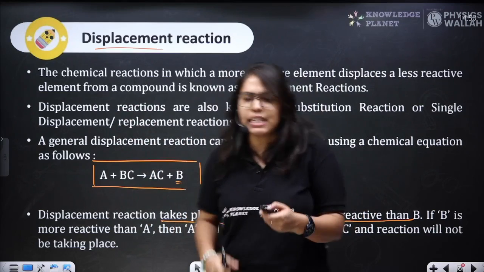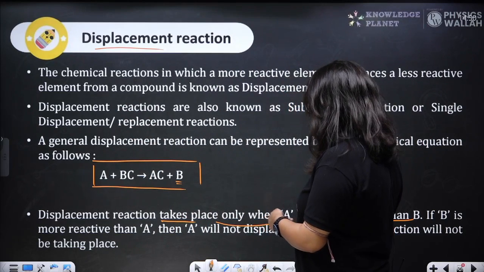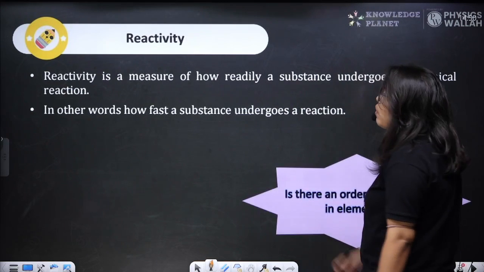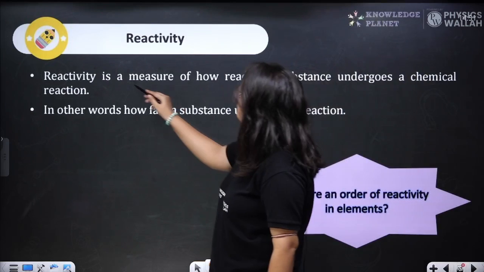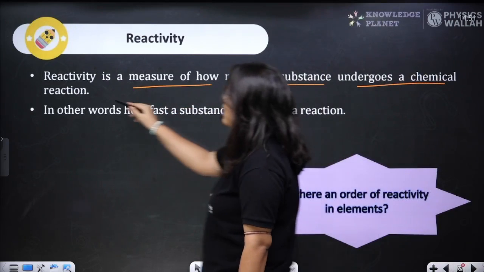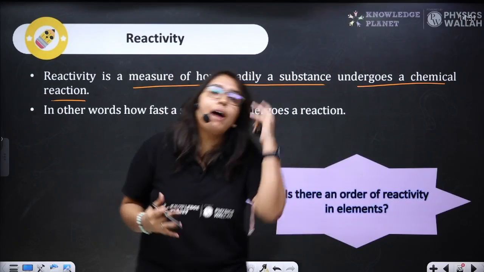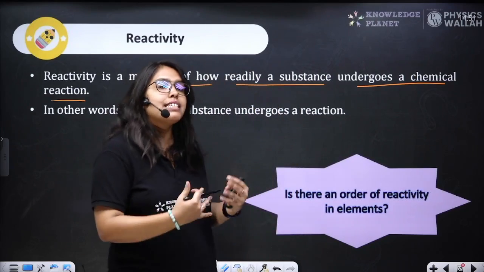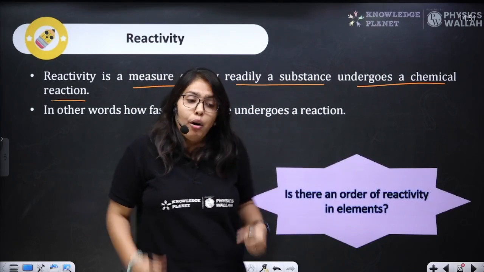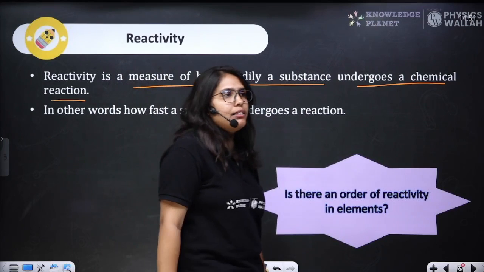But what is this reactivity? Where is the term reactivity coming from? Reactivity is nothing but a measure of how readily a substance undergoes a chemical reaction. How readily a substance is willing to react, how fast its reaction is, how ready it is to undergo a reaction. That is what reactivity is.